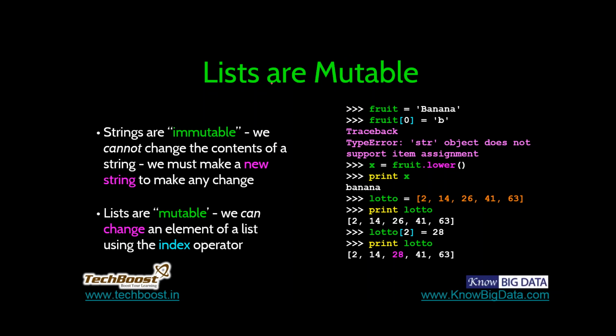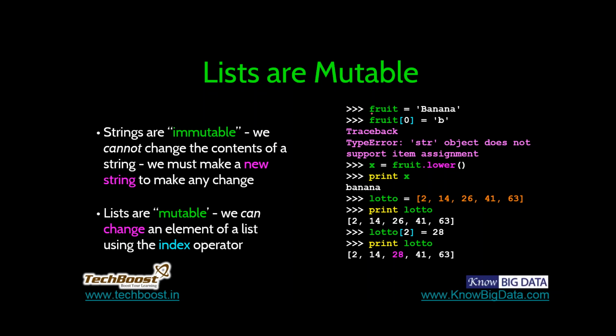Okay, so strings are immutable. We cannot change the contents of a string. We must make a new string to make any change. That's the important difference between lists and strings. Lists are mutable. We can change an element of a list using the index operator, and we'll see how exactly we are changing it. So let's see the examples over here.